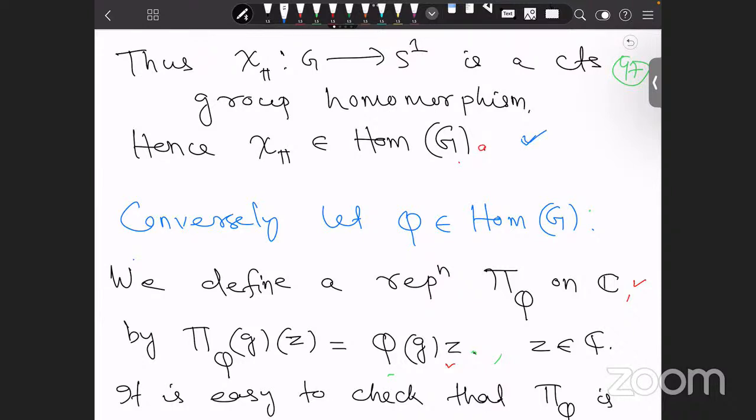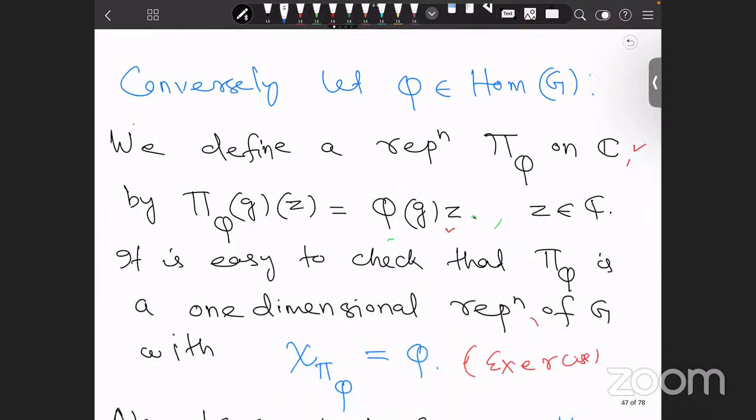Conversely, let phi belong to Hom(G). So phi is a continuous group homomorphism from G to S1. We define a one-dimensional representation pi_phi on the complex plane C by pi_phi(g) z is equal to phi(g) z, where z belongs to C. Now it is easy to check that pi_phi is a one-dimensional unitary representation of G, and one can check that the character of pi_phi is equal to phi.